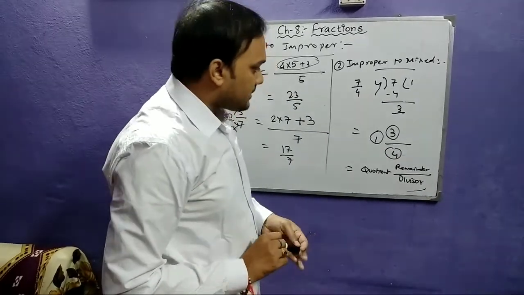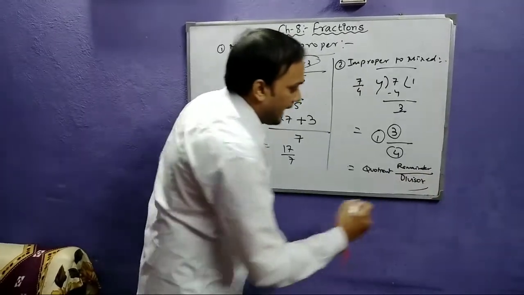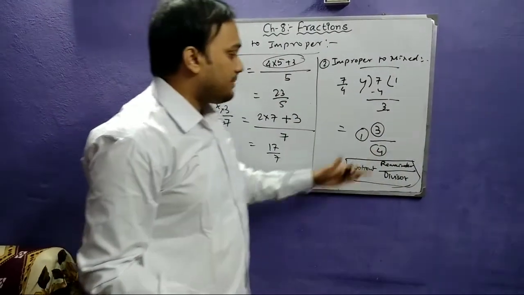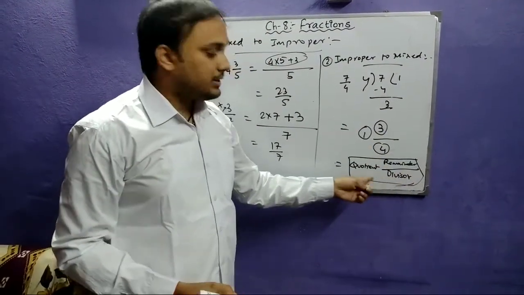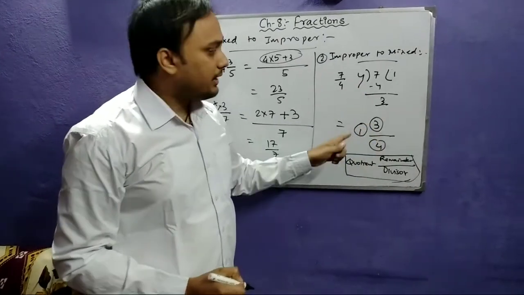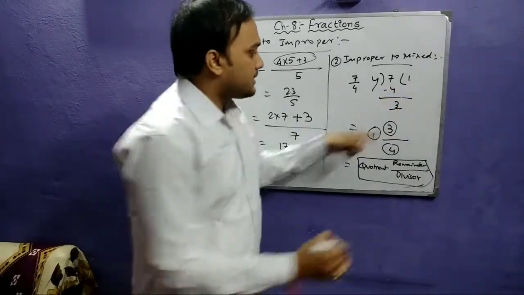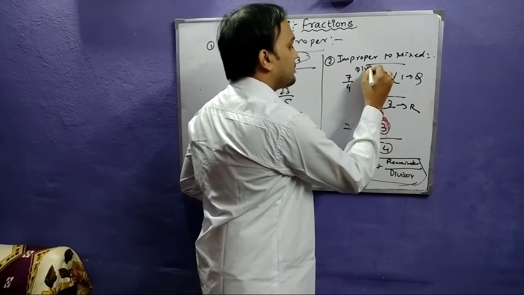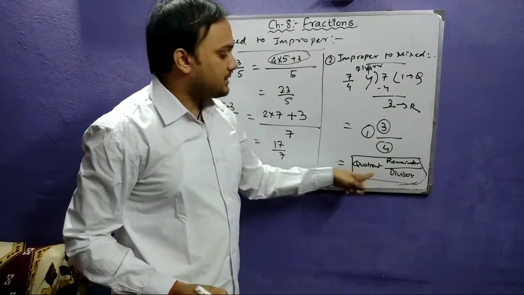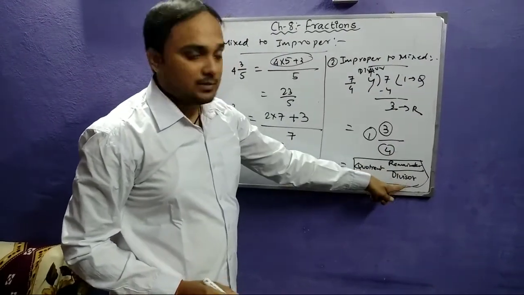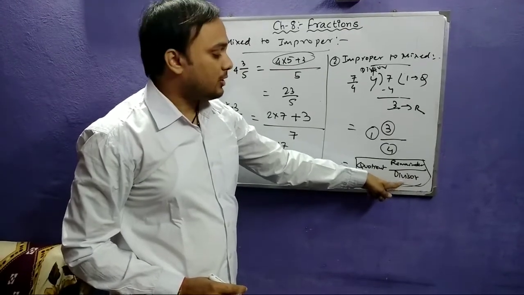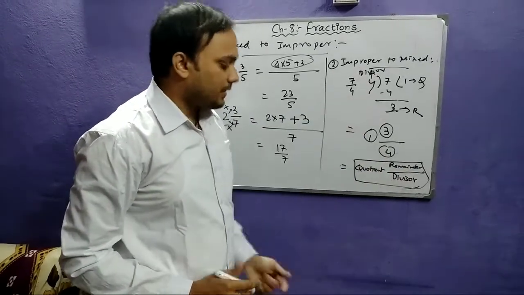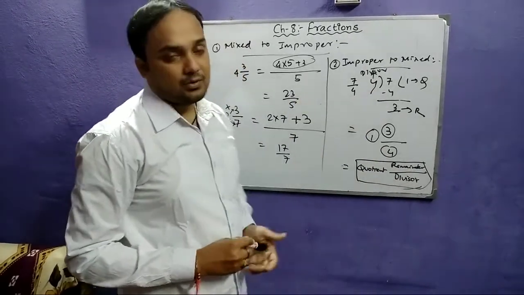So this is the process, students. You have to remember this format. Any improper fraction can be converted into a mixed fraction using this format. First you need to divide, and then after division you will get the quotient. This is the quotient, this is the remainder, and this is obviously the divisor. So in the appropriate places you have to place the quotient in the middle, the divisor at the bottom, that means the denominator side, and the remainder at the uppermost, that means the numerator side. So in this way you can convert any improper fraction to a mixed fraction.